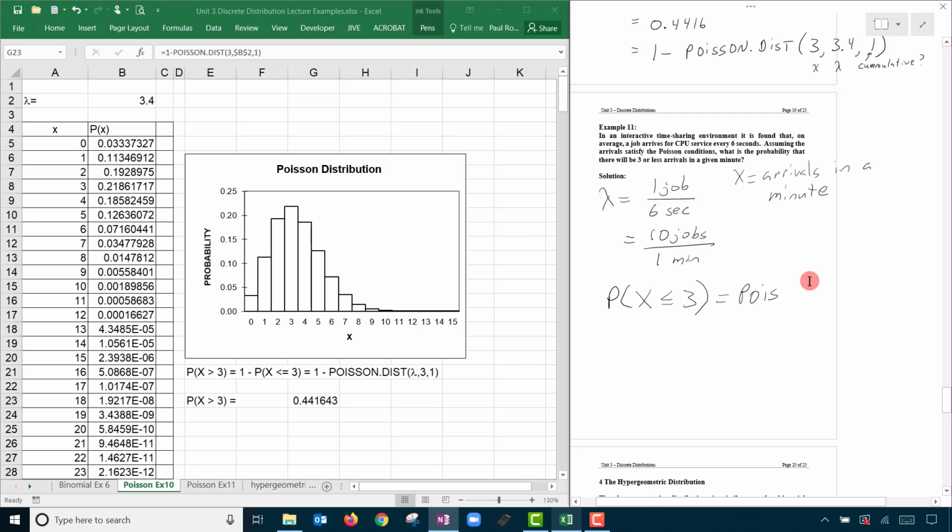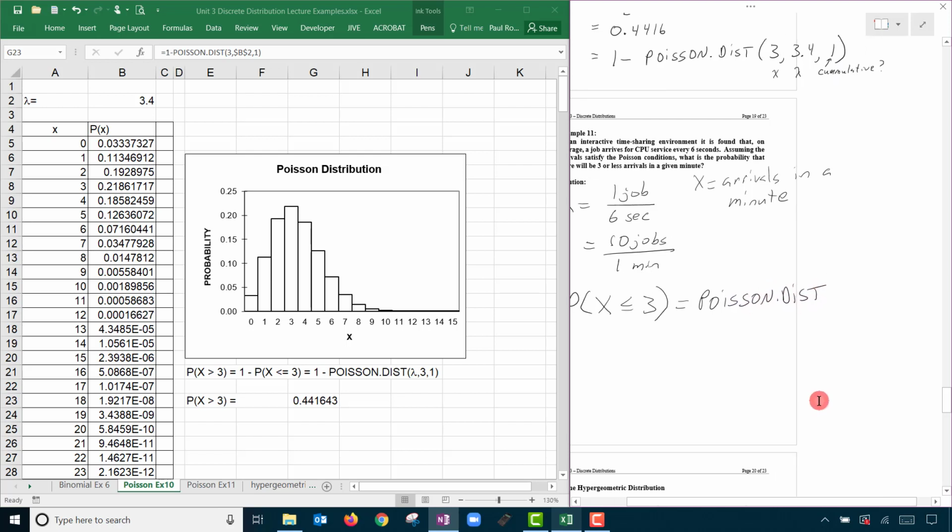I guess it's not Poisson. Poisson.dist, 3, it's 10 jobs per minute, and yes, we want it to be cumulative.